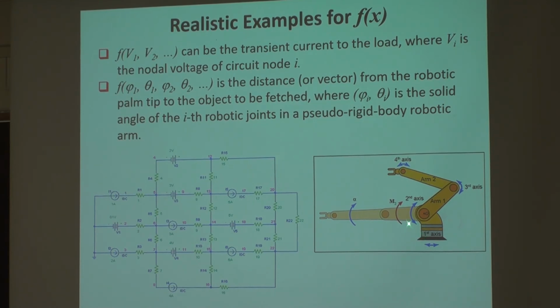Robotic arms: your F is how far you are from your target. Now I have three variables, because if you're just interested in the distance it's one, but it's a vector. F is a vector, and it depends on all the different solid angles of your robotic arm joints. This is a famous formulation of snake arms. If I know all the angles in each joint, do I know the positions? Yes, I do. But the evaluation of that is expensive.